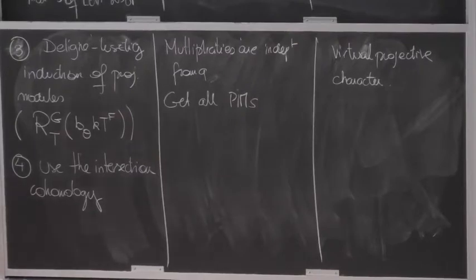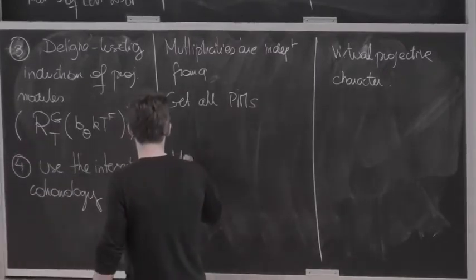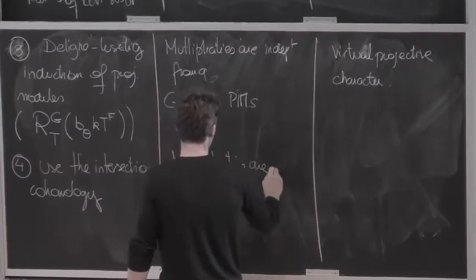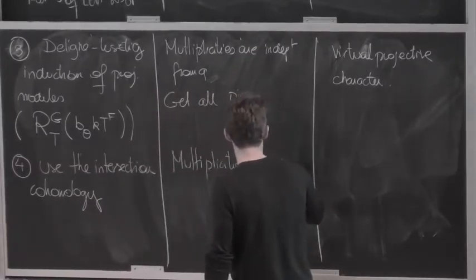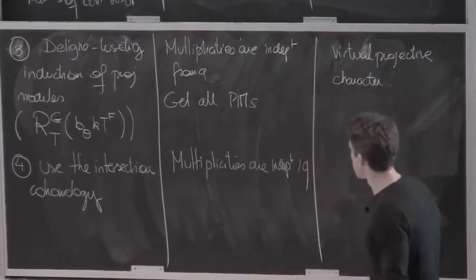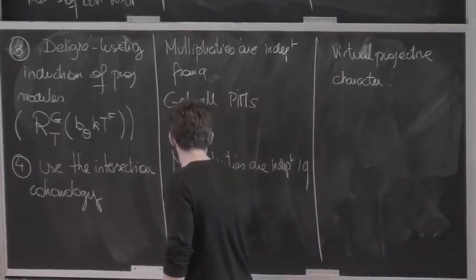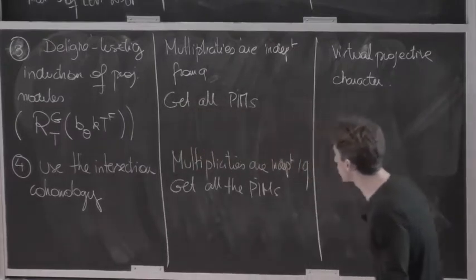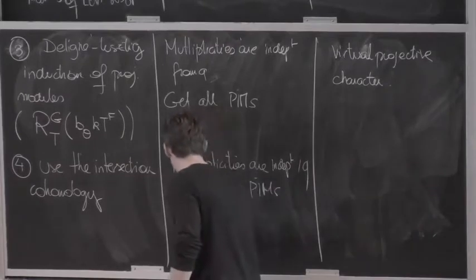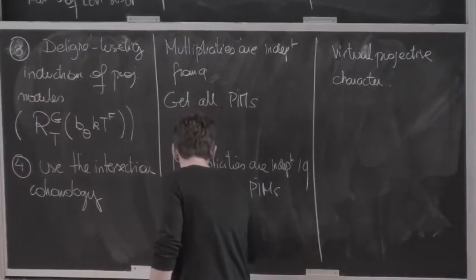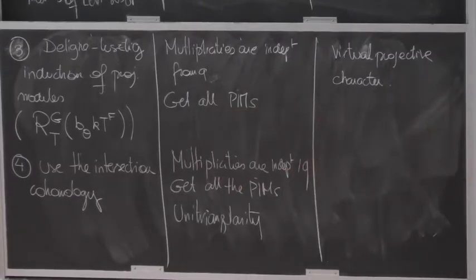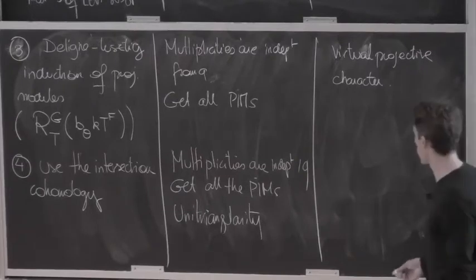It's no longer virtual. And here again, the multiplicities are independent from q. Okay, you get all the PIMs. What else? You also get some kind of unitriangularity. So basically you get everything you want. So what's the catch here? It's that actually we couldn't prove that it's really a non-virtual character.